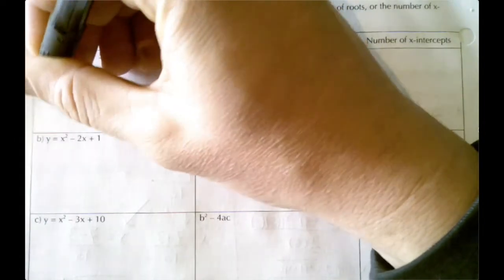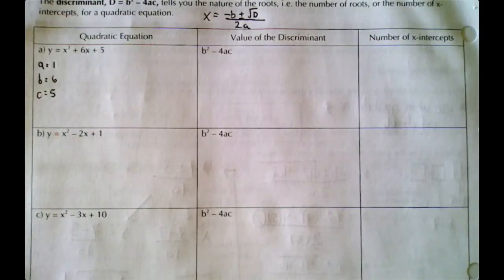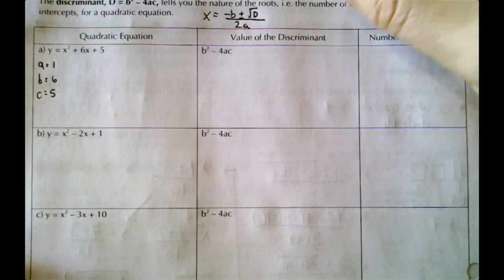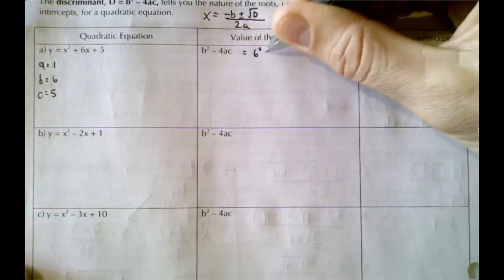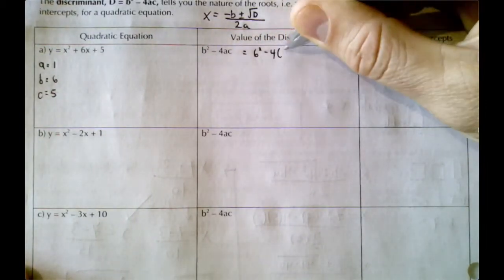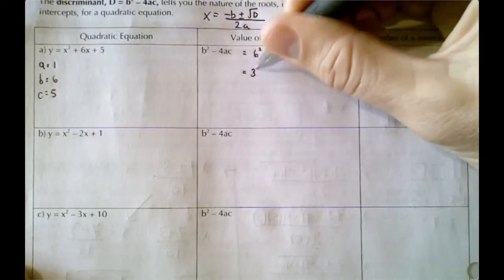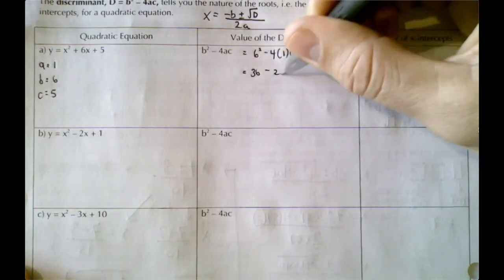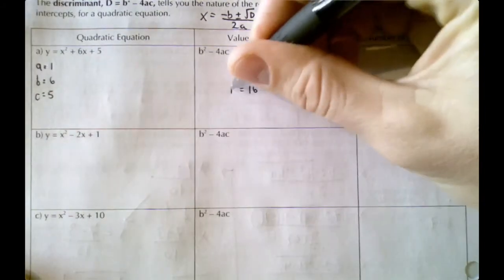So in our first equation, we have an a, a b, and a c. A is in front of the x squared, so it's 1. B is in front of the x, so it's 6. And c is the number at the end, so it's 5. If we figure out the discriminant using a, b, and c, we get 6 squared minus 4 times 1 times 5. So what's that? Well, that's 36 minus 20, which is 16. So our discriminant is 16.